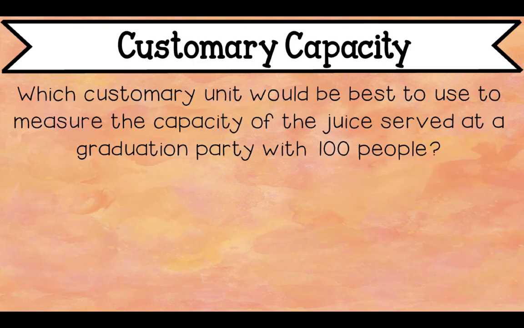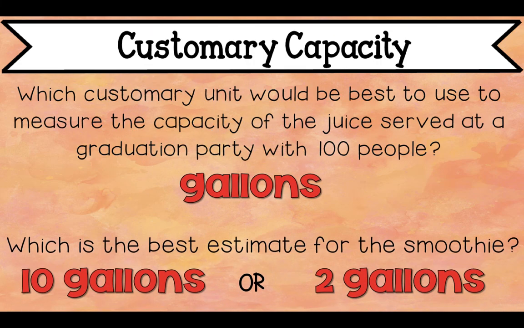Now we're going to talk about which one would be most appropriate when we are given a situation. Which customary unit would be best to use to measure the capacity of the juice served at a graduation party with 100 people? Should we buy cups, quarts, pints, or gallons? If we're going to serve 100 people, well, probably our best choice would be gallons. Now, if there's 100 people drinking, would we need about 10 gallons or 2 gallons? Well, we're probably going to choose the 10 gallons if there's going to be 100 people.